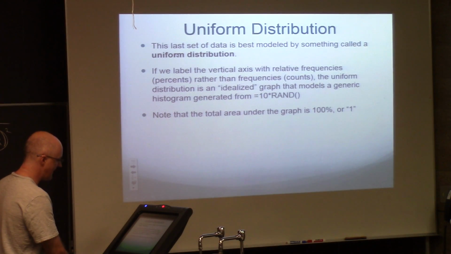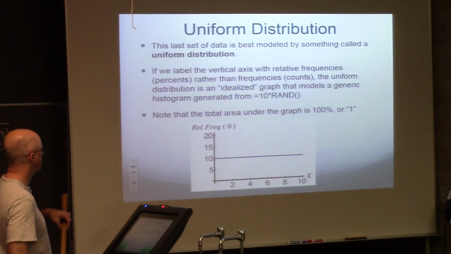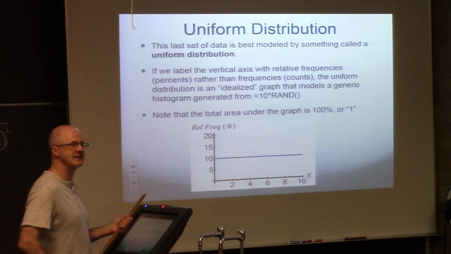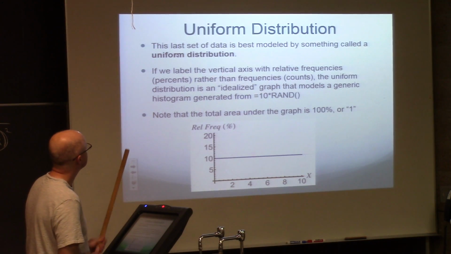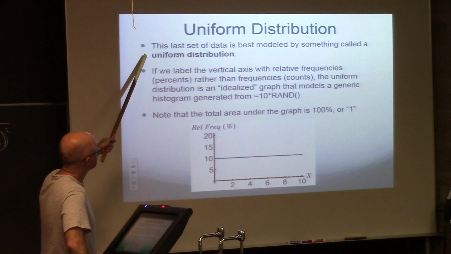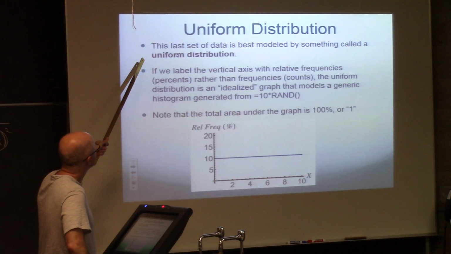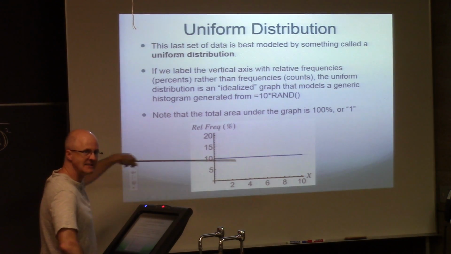There's an idealized histogram you could make. It's not really a histogram. That would model the situation. It's called the uniform distribution. This last set of data can best be modeled by something called the uniform distribution. It's a horizontal line. It's uniform.